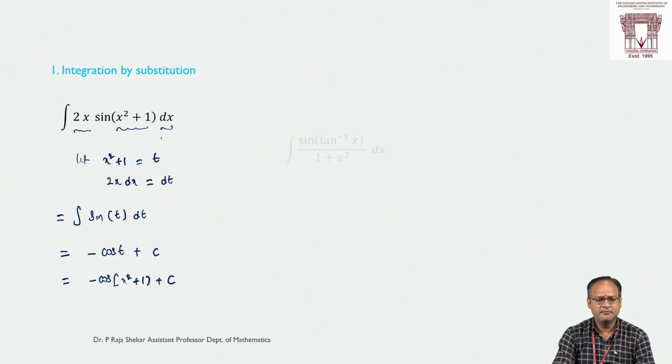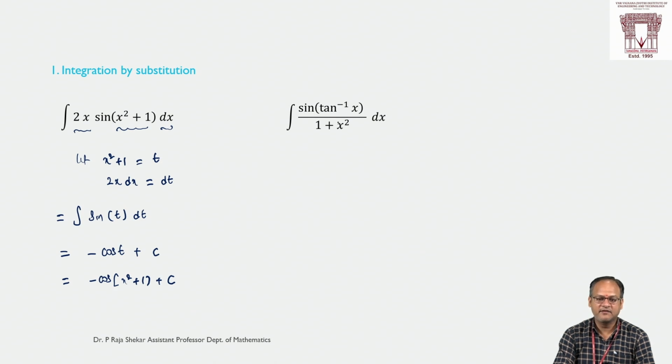Let us illustrate the same by considering one more example. What do we have? The integration of sine of tan inverse x divided by 1 plus x square dx. When we look at the integrand, we cannot directly integrate it. But we can see the terms tan inverse x and 1 by 1 plus x square. As you know, the derivative of tan inverse of x is 1 by 1 plus x square.